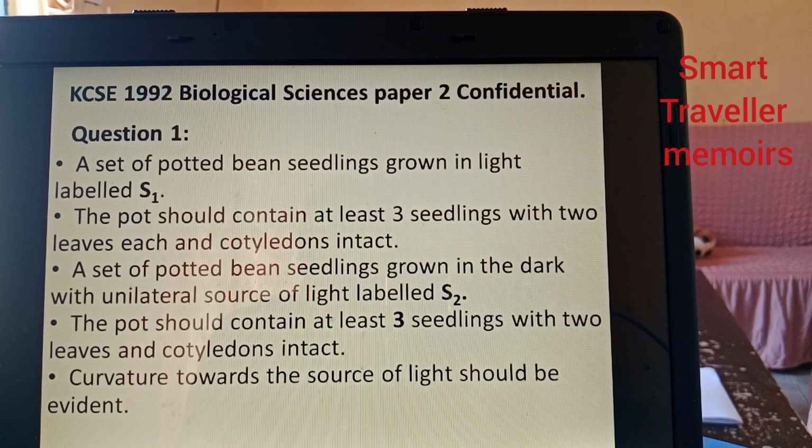A set of potted seedlings grown in the dark with unilateral source of light labeled as 2. The pot should contain at least 3 seedlings with 2 leaves and cotyledons intact. Curvature towards the source of light should be evident.